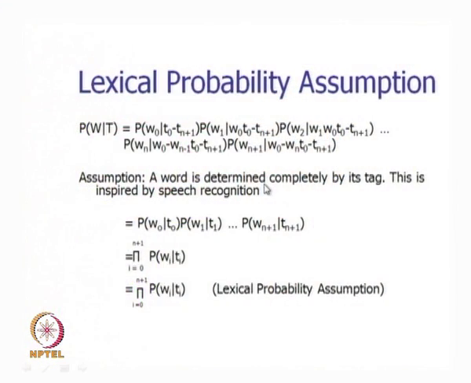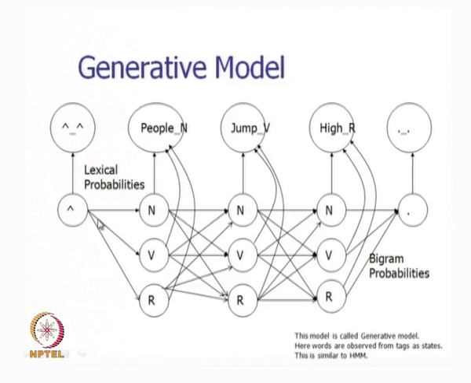So, if you look at the expressions here, P w given T has been converted into a chain rule expression. After that, by making this assumption that a word is dependent only on the tag at that position, we obtain P w 0 given T 0 into P w 1 given T 1 up to P w n plus 1 given T n plus 1. So, this comes out to be equal to the product for i going from 0 to n plus 1 of P w i given T i. Now, this is giving rise to what is called a generative model.